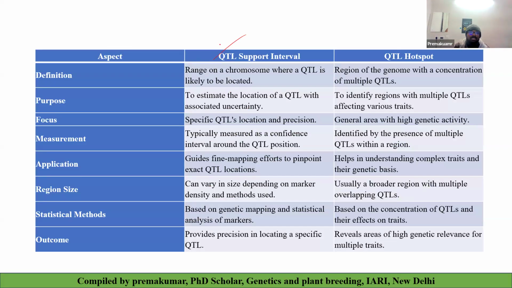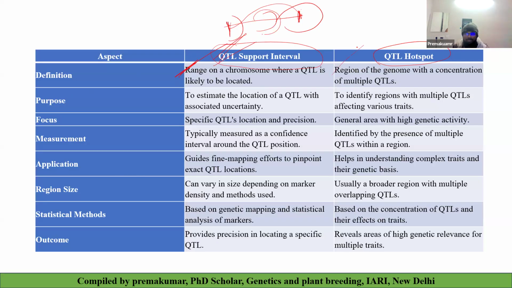Then there are other terms called QTL support interval and QTL hotspot. What is a QTL support interval? For example, you identify a QTL from this region to this region, so it's a range from this to this. The range in which the QTL is present is called the QTL support interval.